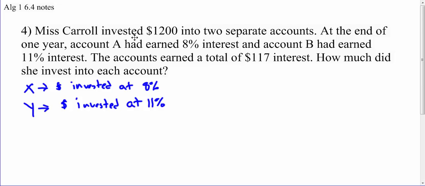Now it says here she invested $1,200. So right away I have one equation, X plus Y equals 1,200. The second equation, we have to consider the interest rates.